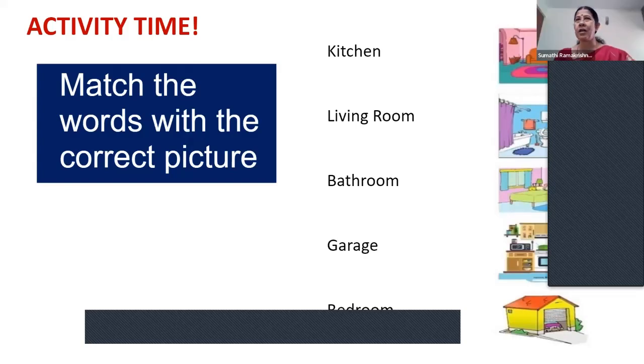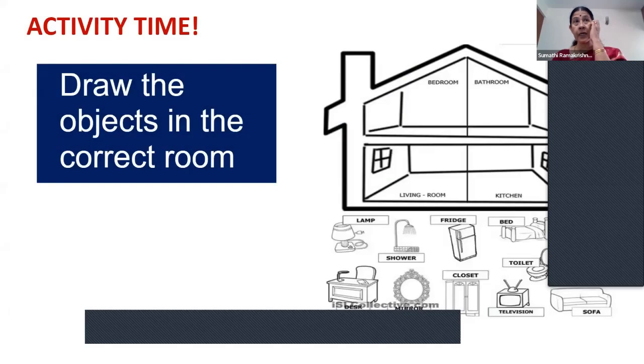Then they can draw a diagram of it, or you can give match the pairs. On one side you can give the pictures, and on the other side the words, and ask them to match them. If it is for class 3 or 4 level, you can give this. Then you can ask them to draw the objects. There it will fit.